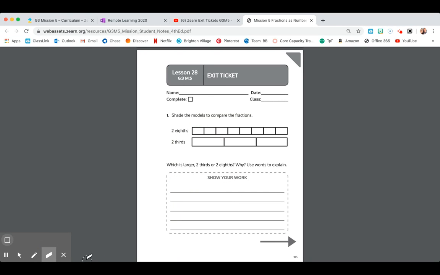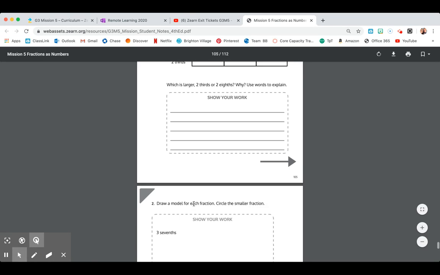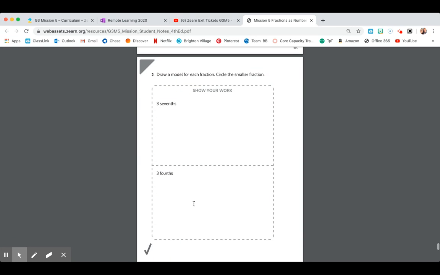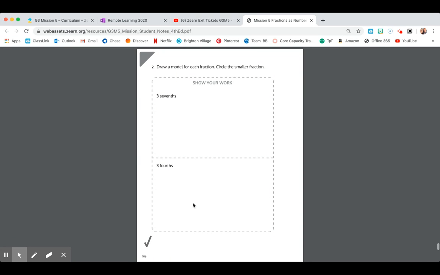So going on to the next page, we can do this for ourselves to compare other fractions like 3/7 and 3/4. And I'm actually going to start by writing them in fraction form to give myself kind of a visual reminder of what I'm talking about. And we're going to make sure that we circle the smaller fraction when we're all done.